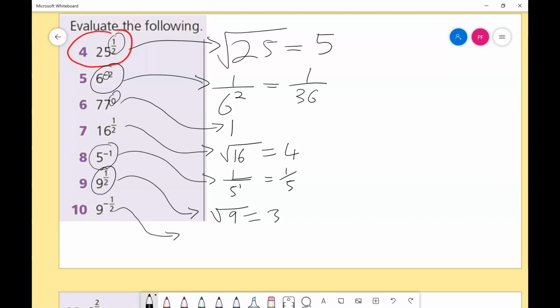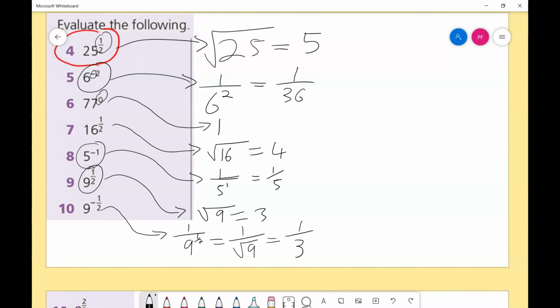9 to the power of minus a half. The minus means the 9's on the wrong side of the line. So it's 1 over 9 to the power of a half. A power of a half means the square root. And the square root of 9 is 3. So my answer is 1/3.